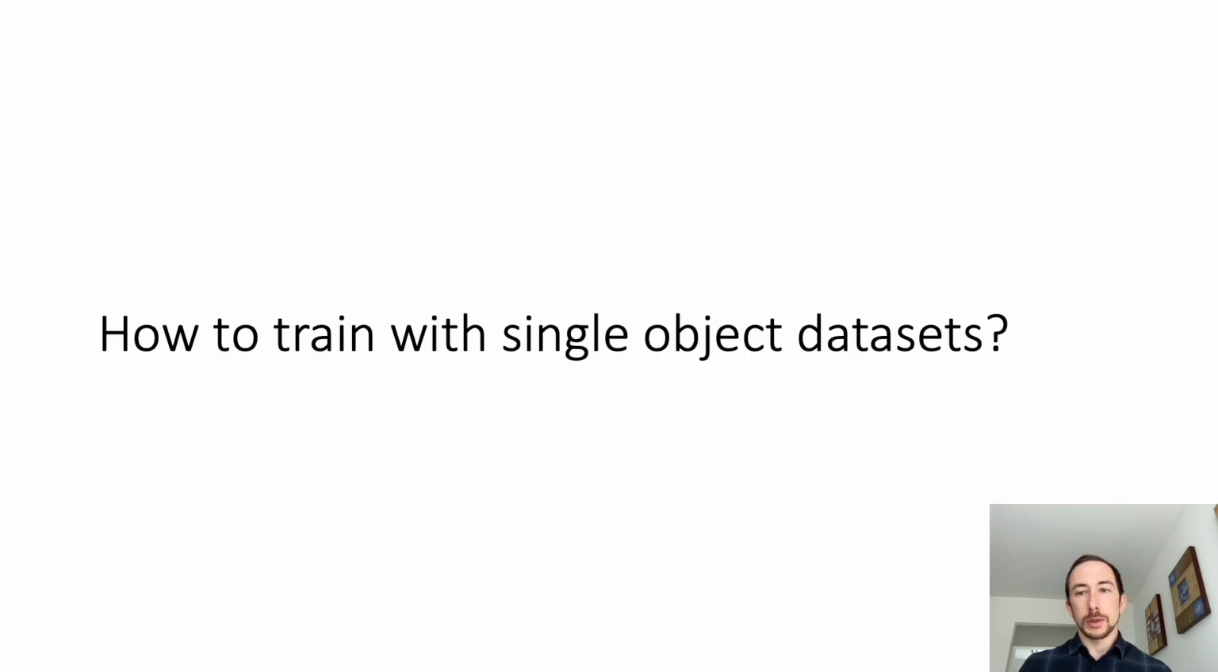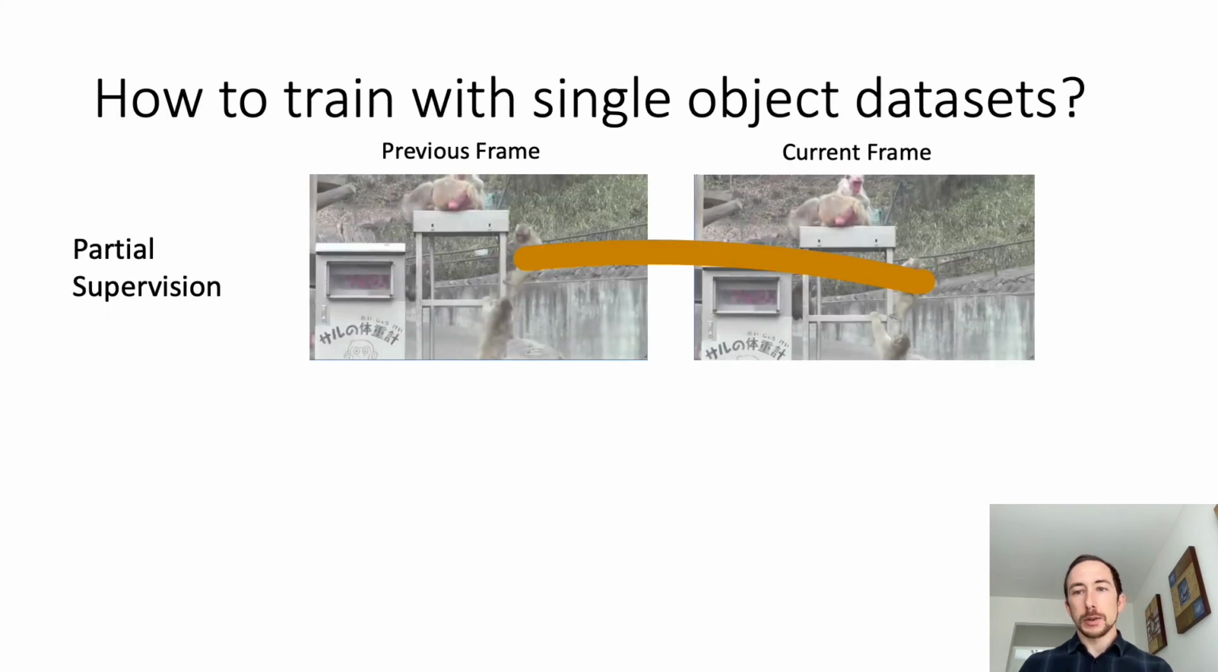To train the proposed association network, we require annotations for the target and distractor objects. However, most generic object tracking datasets provide only a single annotation of the target object. Hence, we can only use annotations for partial supervision of our model. Namely, we supervise only the association of the target object between frames.